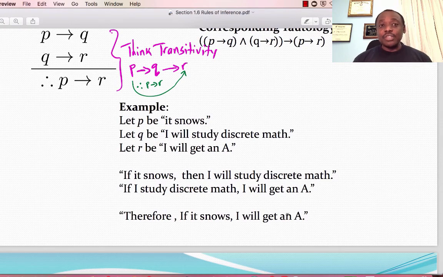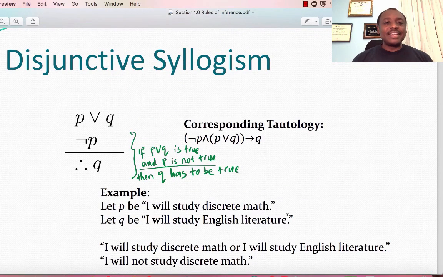Okay? We would give you a bunch of premises and ask you to use that bunch to come up with a valid argument, a valid conclusion. And you would need the rules of inference to come up with that. Transitivity is actually going to be the most popular way of thinking to come up with a conclusion, given several premises. And the next one is disjunctive syllogism.